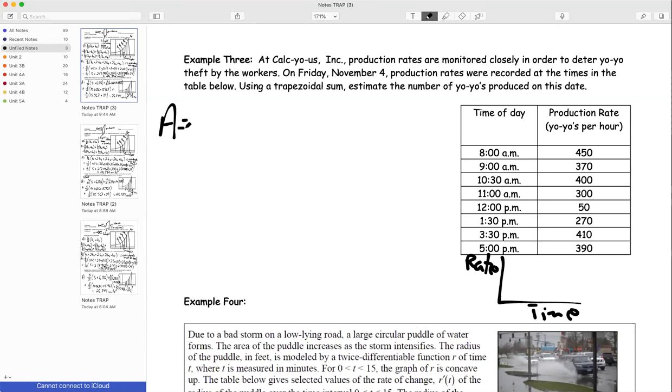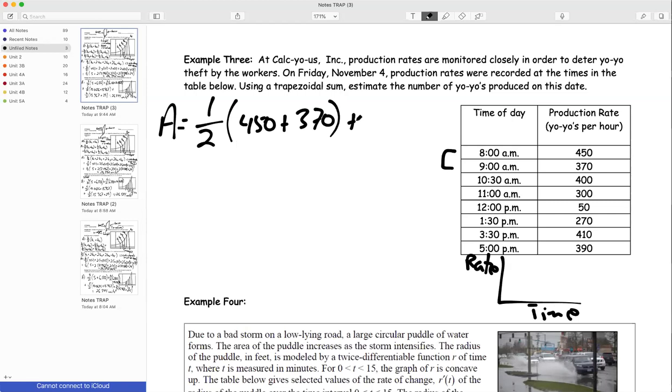The first trapezoid, I'm going from 8 o'clock to 9 o'clock. I'm going to calculate the time in hours. So my height is going to be 1 divided by 2. And then the two bases will be the production rates for this interval. So 450 plus 370.